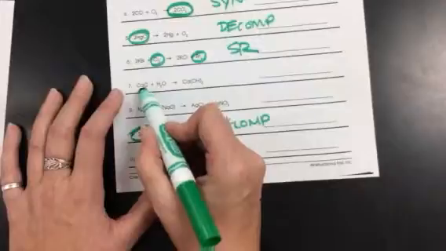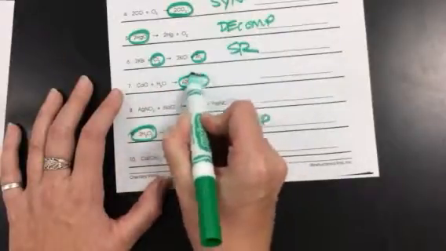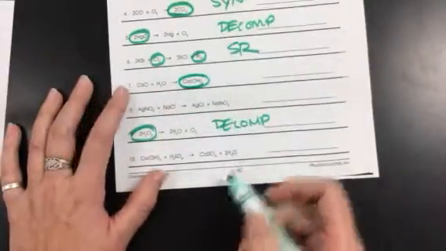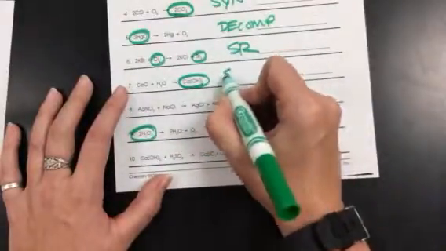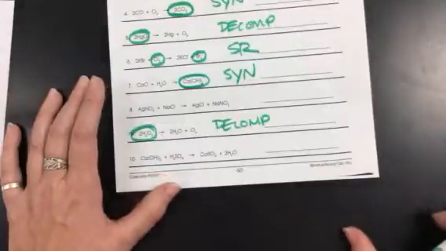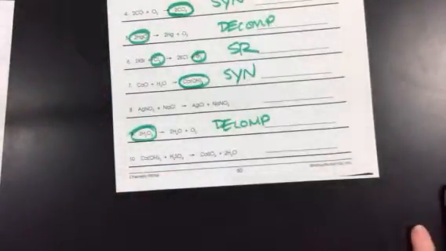On this one, oh, we missed one. I make one compound in the end. If I make one compound, that is called a synthesis type reaction.